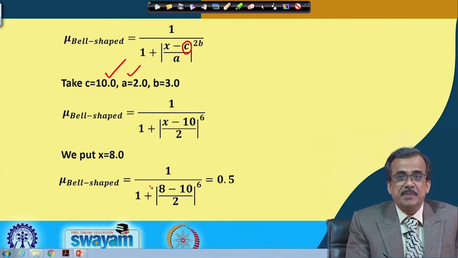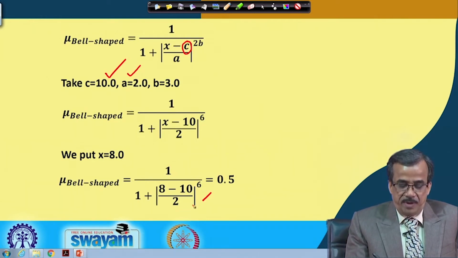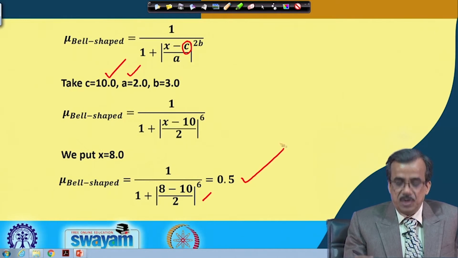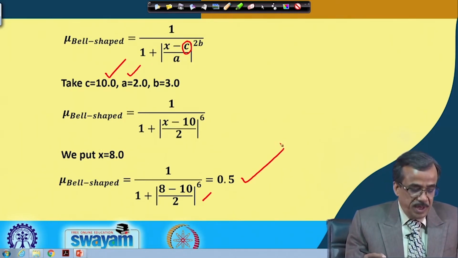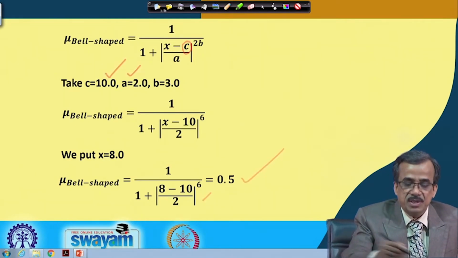So, mu bell shaped is 1 divided by 1 plus the mod value of (8 minus 10) divided by 2, raised to the power 6. Now, 8 minus 10 is minus 2, divided by 2 is minus 1. The mod value of that is plus 1 raised to the power 6, so this will become equal to 1. So, 1 divided by 2 gives 0.5. So, mu bell shaped is equal to 0.5 corresponding to x equals 8.0.